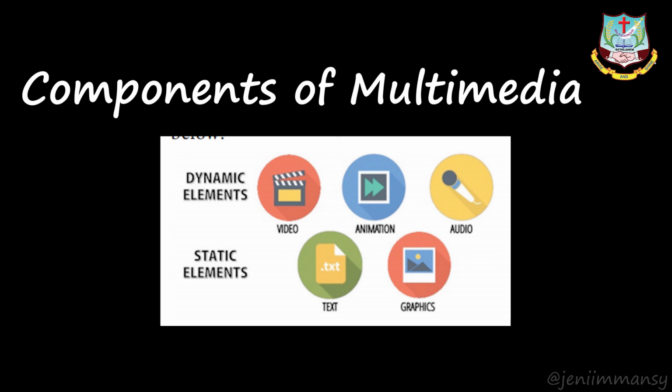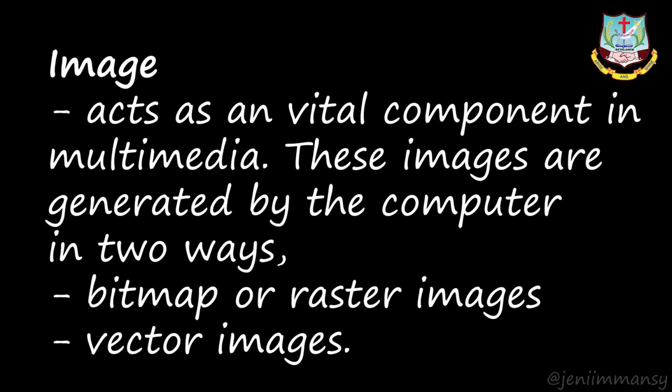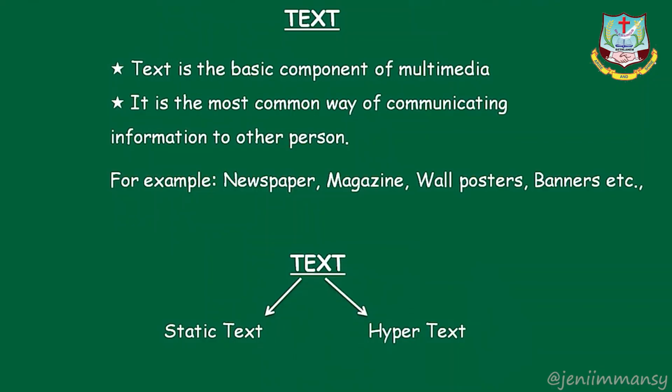Right? Here you can just specify dynamic elements, meaning video, animation, audio. Static elements are text and graphics. And then you can write the definition for text. What is the definition for text? Text is the basic component of multimedia and is the most common way of communicating information to other persons, right? And then you can write about image. Inside text we have learned about static text and hypertext. You can just put the heading static text and the heading hypertext, and you can write the definition for static text and hypertext under the headings, right?